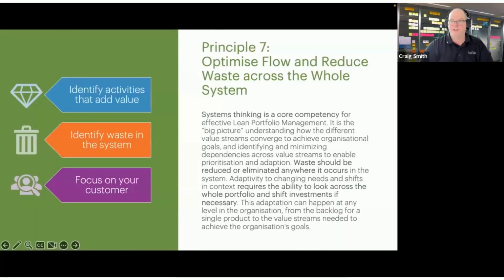Principle number 7, optimize flow and reduce waste across the whole system. I talked about value a little earlier. Waste is just the opposite of value, right? Those things are linked. If you remove the waste, you ultimately then have a valuable part of the process. So you want to identify the things that add value, identify the things that have waste and remove them. So amplify the value, reduce the waste, but all the way through making sure that you're not losing sight of the customer.